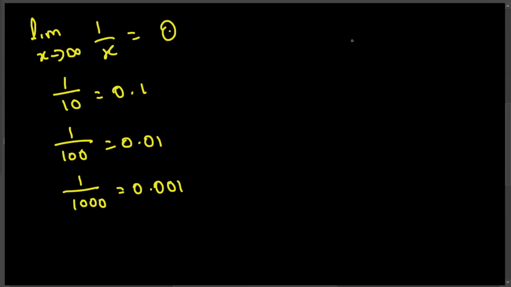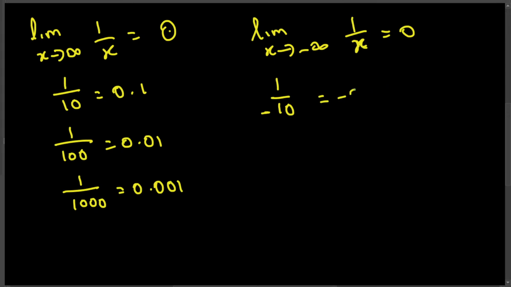Now let's look at another one. Let's say you have the limit as x approaches negative infinity of 1 over x. What's that going to be? Again, that's 0, because you can plug in some number like negative 1 over 10, or since x is negative, we can put it as 1 over negative 10, which is the same as negative 1 over 10, and that gives us negative 0.1.